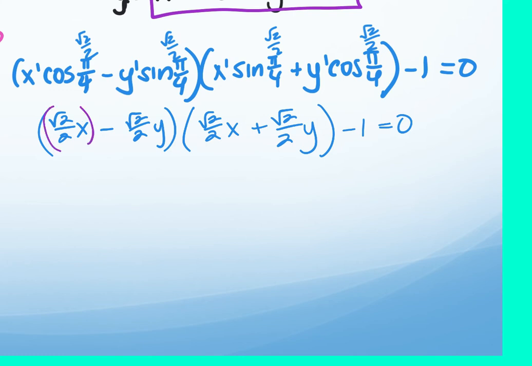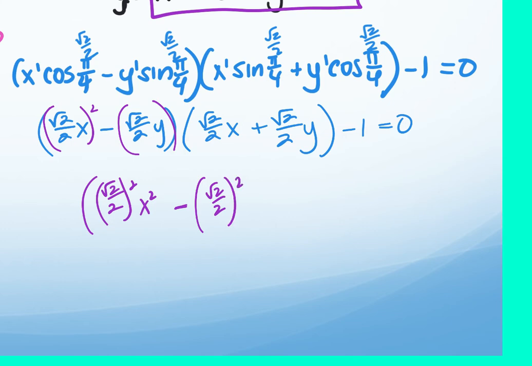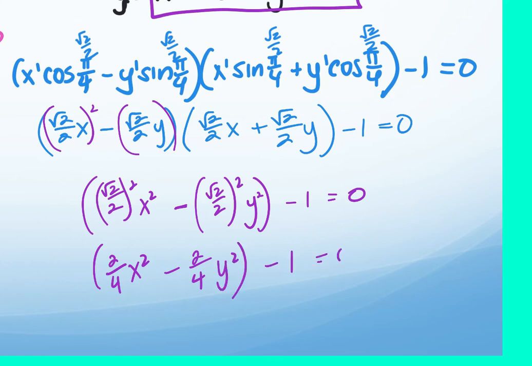So I would square this term. So this would be root 2 over 2 squared x squared minus, I'm going to square this term, root 2 over 2 squared y squared minus 1 equals 0. So the square of the square root of 2 is what? The square of the square root of 2 is 2. The square of 2 is 4. X squared minus the square of the square root of 2 is 2 over 2 squared, which is 4, y squared, minus 1 equals 0.